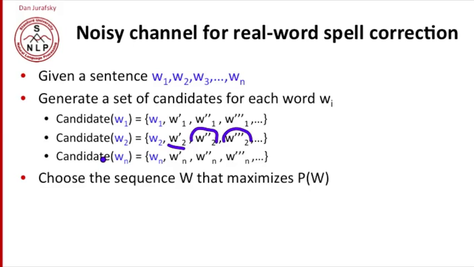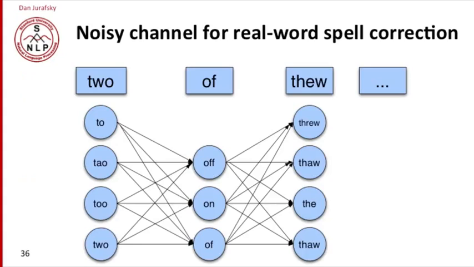And now we're going to choose the sequence, capital W, the sequence of candidates that has maximal probability. In other words, we might pick word 1 from this candidate set, and word 2 prime prime from this candidate set, and word 3 prime prime prime from this candidate set, and so on. For each word, we're going to pick some candidate, which might be the word itself or some correction of that word. And we're going to pick the sequence that is most likely. Let's look at an example of that.